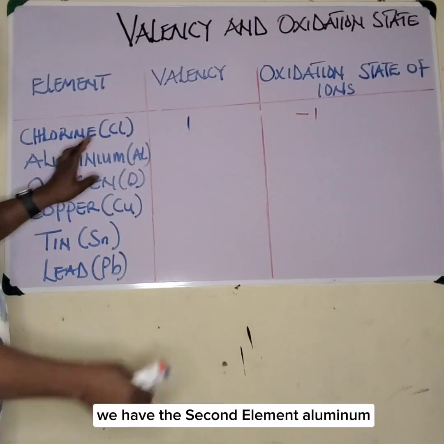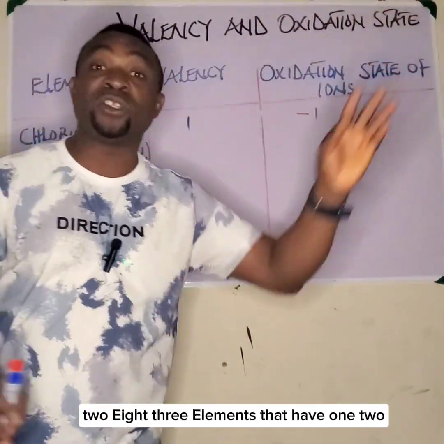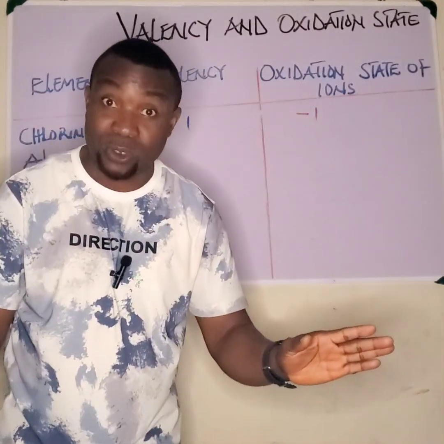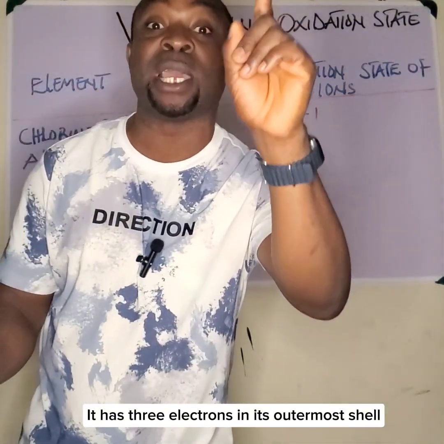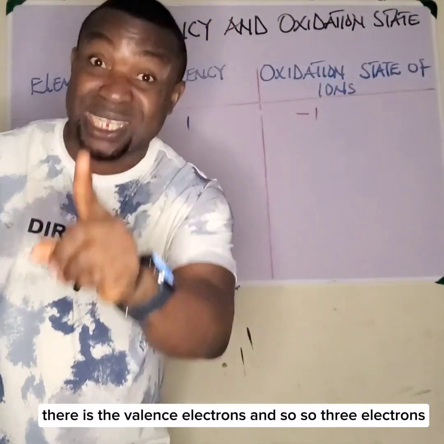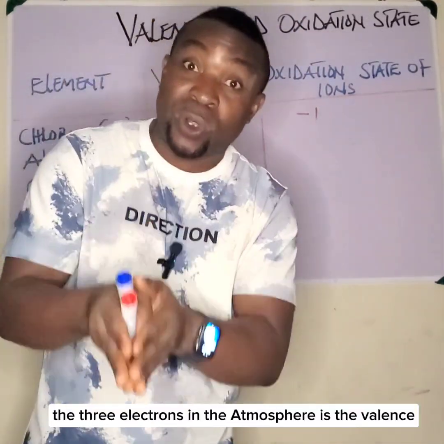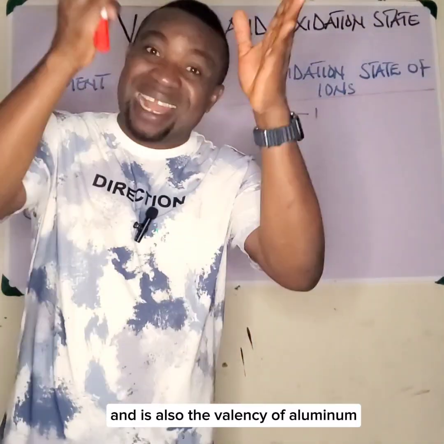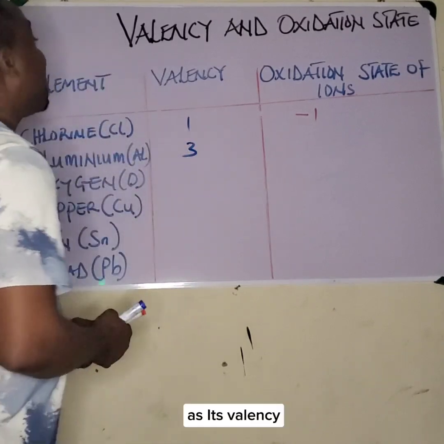We have the second element, aluminium. Aluminium is 13, 2, 8, 3. Elements that have 1, 2, 3 electrons in the outermost shell are metals. Okay, so aluminium is a metal. It has 3 electrons in its outermost shell, which are the valence electrons, and also the 3 there is the valency in this case. So aluminium has 3 as its valency.